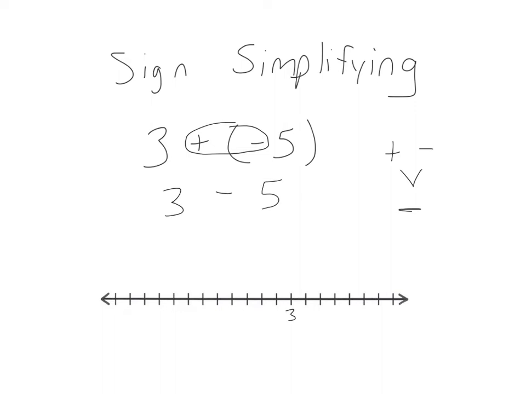Find a 3, start there. That means I'm going left, how many? 5. 1, 2, 3, 4, 5. So if that's 3, that's 2, that's 1, that's 0, and now we're into the negatives, negative 1, and right there is negative 2. So our answer is negative 2.